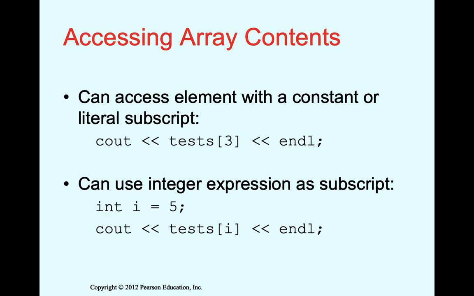We can access an element by writing which index we want, like a literal, or we can access it using a variable. For example, int i equal to 5, test[i], so we want the fifth element of the array.